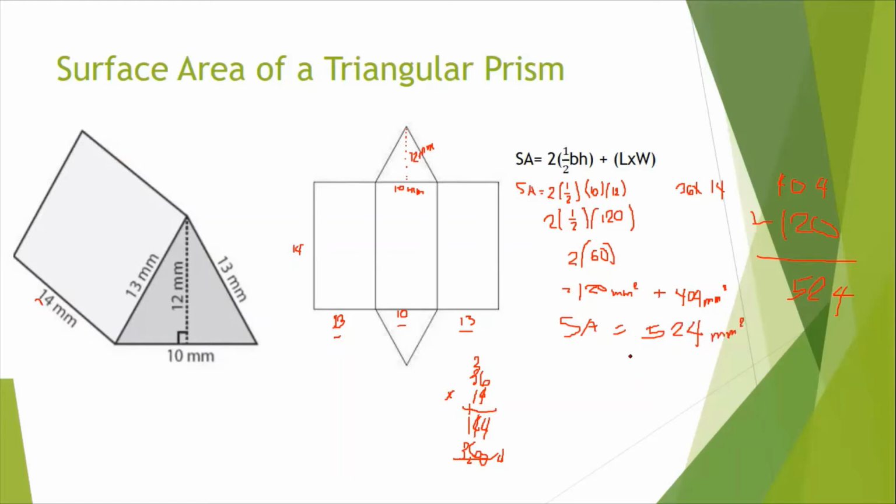Always remember that in finding the surface area of a triangular prism, we have two two-dimensional figures: the triangle and the rectangle. We first find the area of our two triangles, then the area of the rectangle, and then sum them up. That is now the total surface area of our triangular prism.